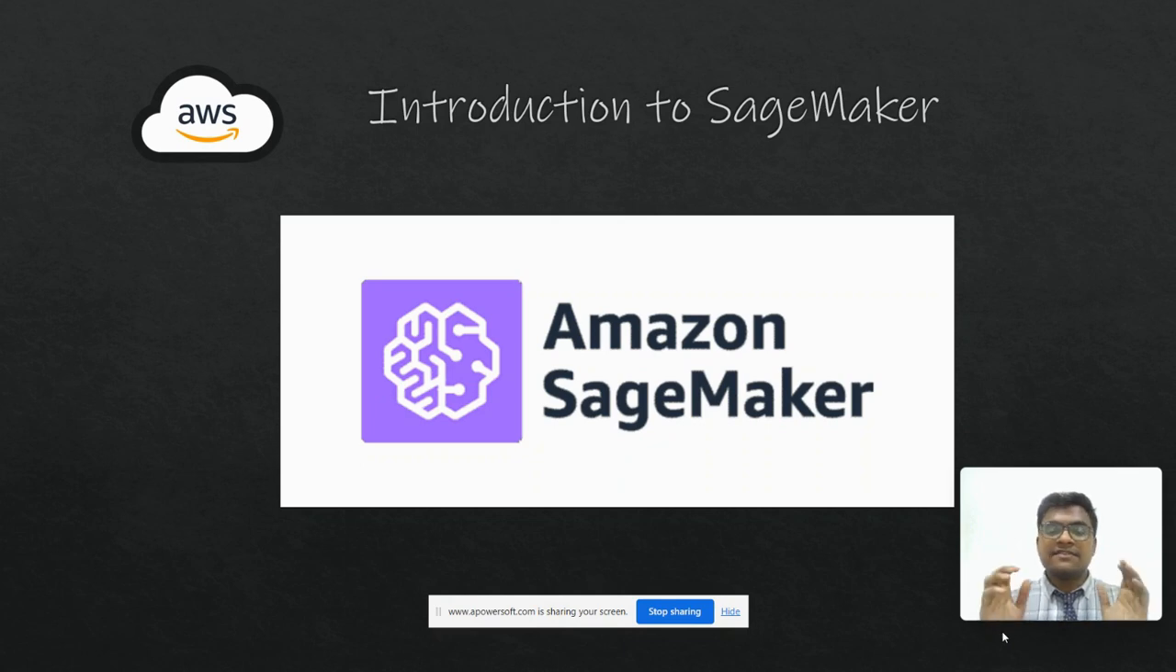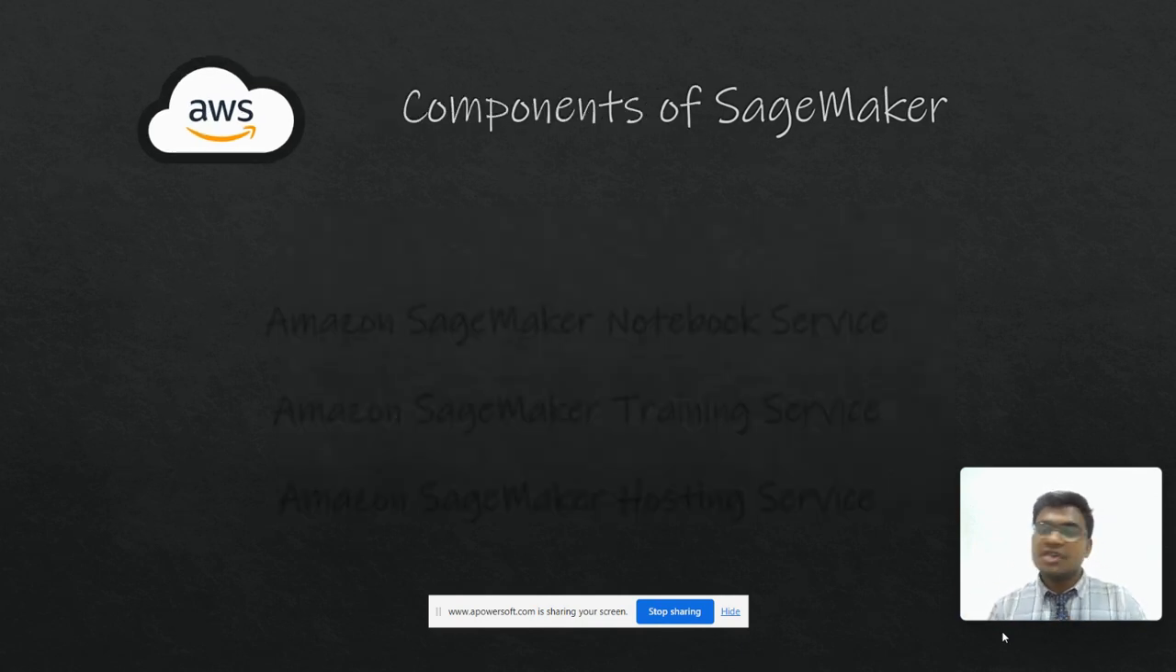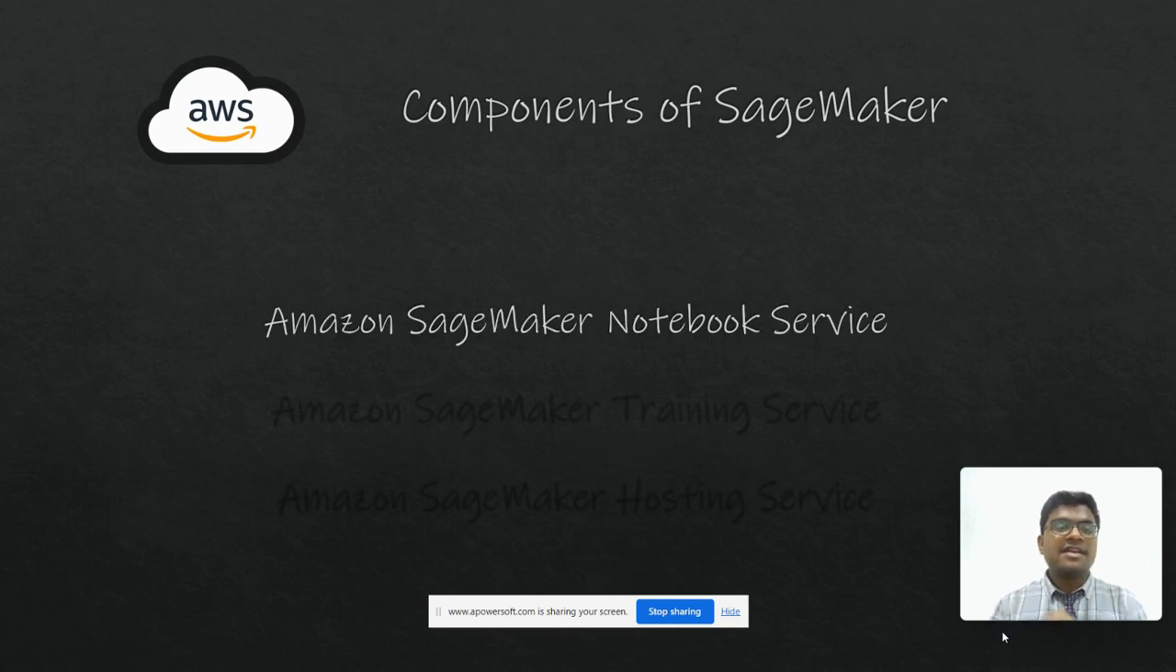AWS SageMaker is a fully managed service that enables data scientists and developers to quickly and easily build and train machine learning models. It has three major components. First, the Amazon SageMaker Notebook service, which provides all modules for your Jupyter Notebook. It can be a Jupyter Notebook, or an Apache Spark Notebook, etc. These notebook services are attached with EBS volumes and connected with EC2 instances.